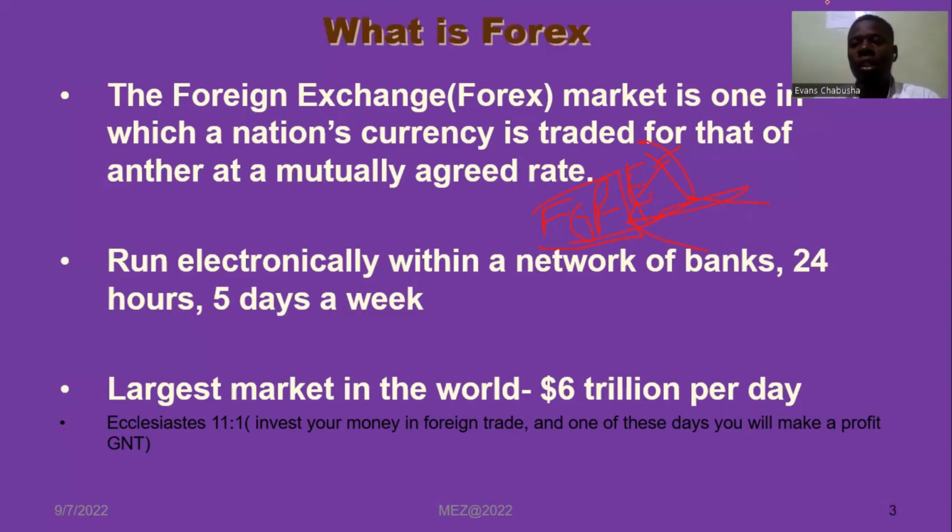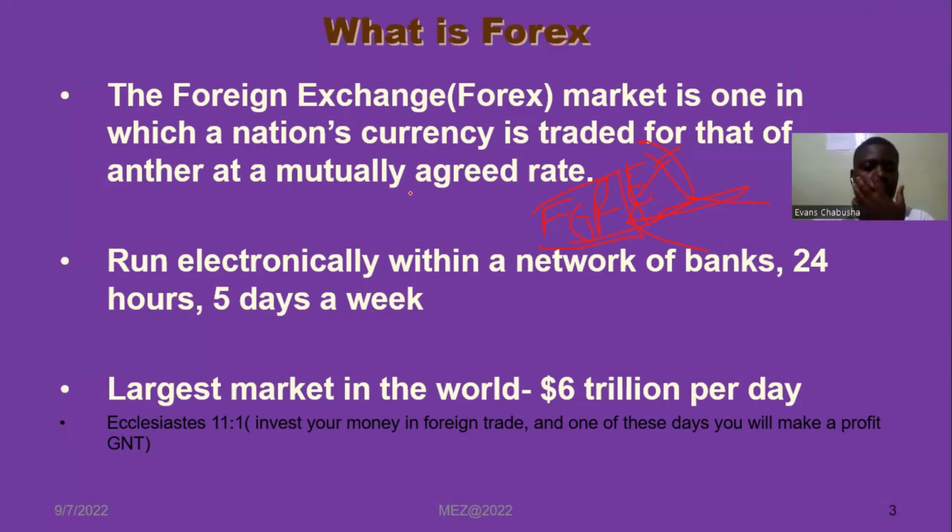Okay, so now what is the complete definition of Forex? The foreign exchange, Forex market, is one in which a nation's currency is traded for that of another at a mutually agreed rate. This is where a currency of a particular country is traded with another. They come together and agree, for you to buy my currency, you need to pay this, and for me to sell my currency, I need to pay this much. So that agreement will bring about a rate, or what we call exchange rate. We'll see when we go down the lesson.